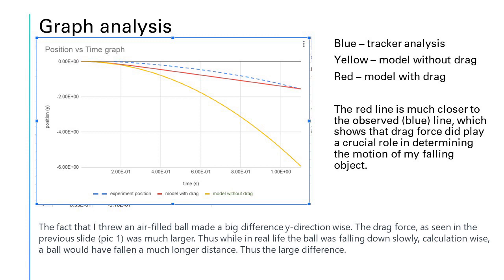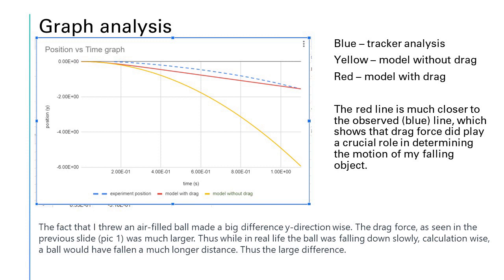The fact that I threw an air-filled ball made a big difference in the y direction. The drag force, as seen in the previous slide, was much larger. Thus, while in real life my object was falling down very slowly, a ball without drag would have fallen for a much longer distance. Thus, there is a large difference.